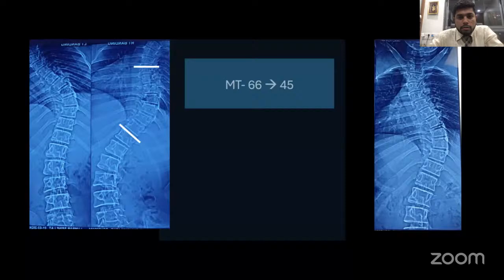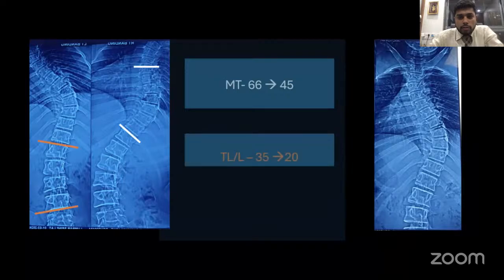So, it's a structural curve. The lumbar curve almost straightened up, as you said clinically. So, it's almost 20 degrees and it's a non-structural curve. So we classified it as a Lenke type 1 curve.